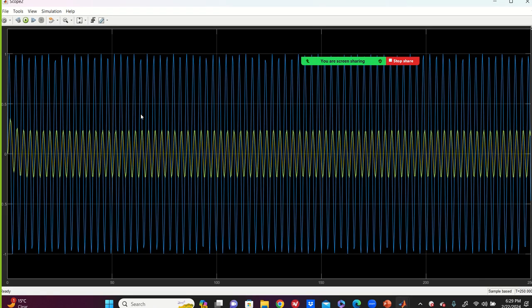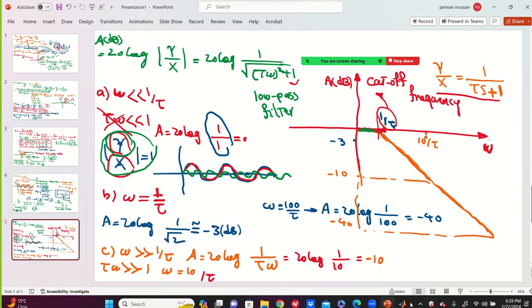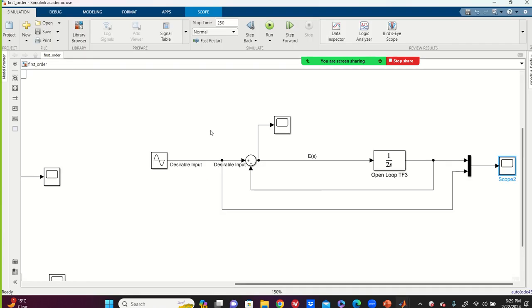Yeah? And this is not good. So you have to design a controller for high frequency, for example, to fix this. But this is a low pass filter. So you see that for the first order system, at high frequency, the amplitude decreases. For low frequency, amplitudes are the same. You saw the effect, everybody?